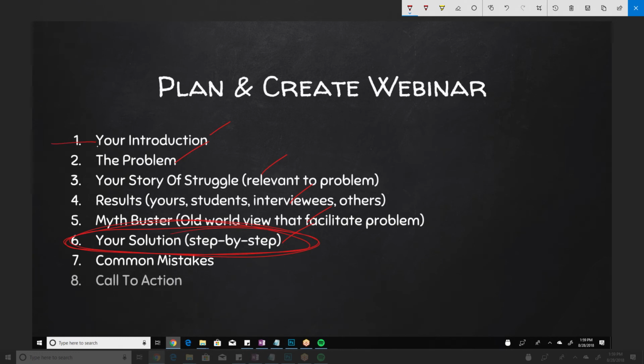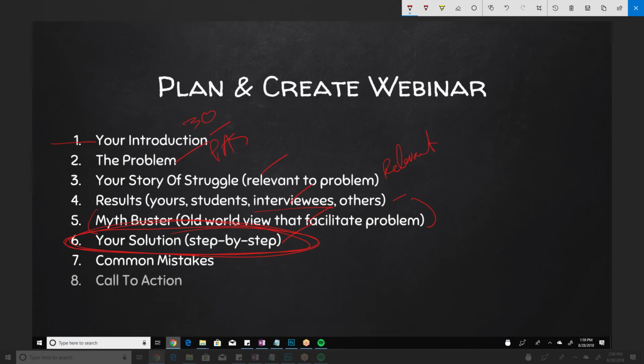So we had the intro, the 30-second pitch. We had the problem, and you can use the PAS formula to do that. We had the story, and you just make sure it's relevant. That's the most important. We had the results, and the results don't necessarily need to be yours. They can be people that you've interviewed. Then there is the myth that you're going to bust, and then there's your solution.